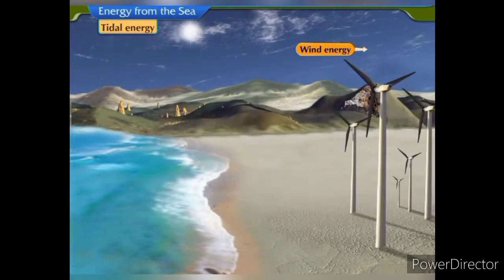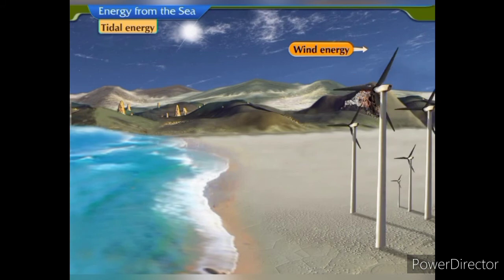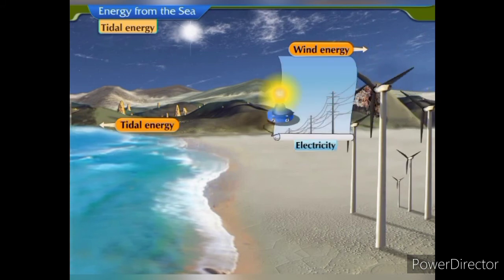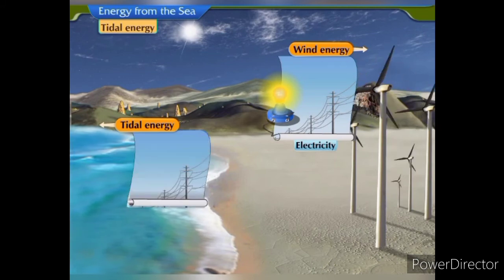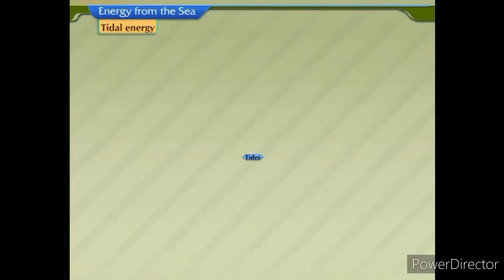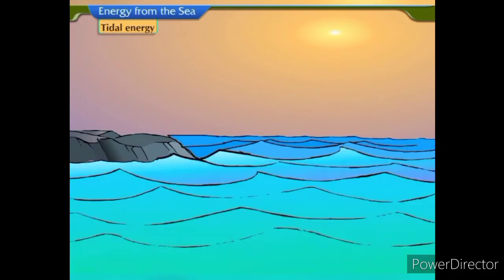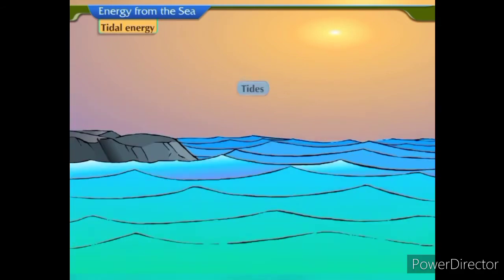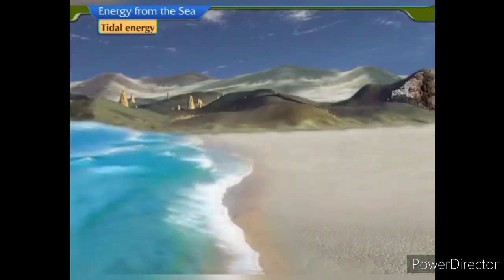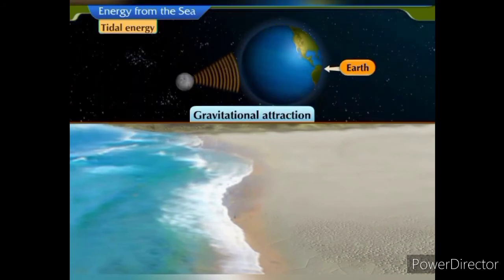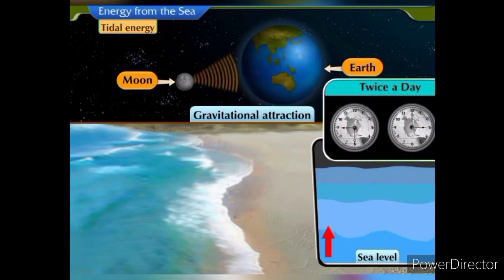Tidal energy. We have seen how wind energy is used to generate electricity. Similarly, energy from the tides can also be converted to electrical energy. What are tides? How are they formed? The movement of water level along shore is known as tides. Tides are generated by the gravitational attraction between Earth and Moon twice a day.